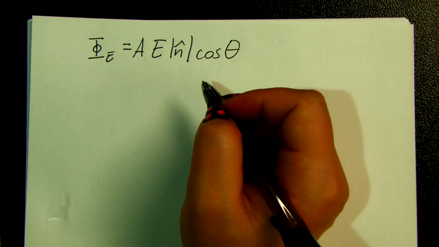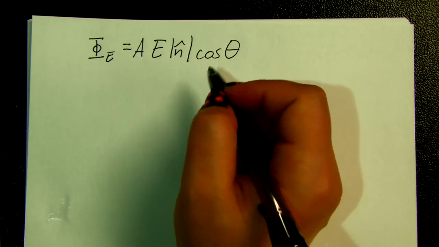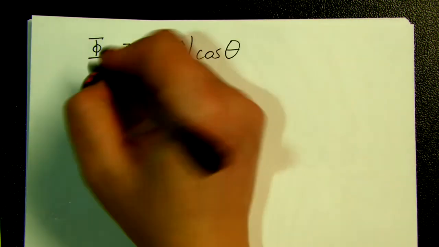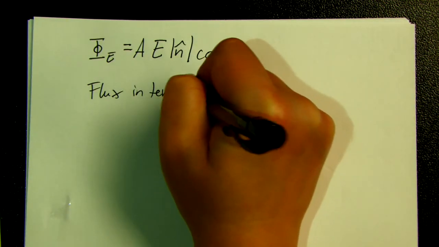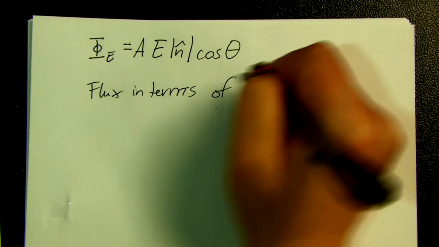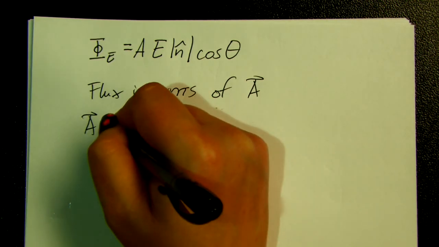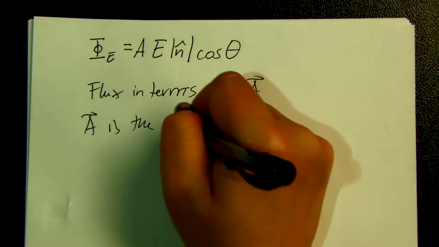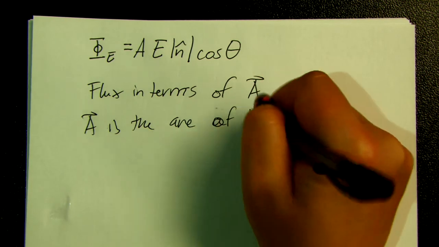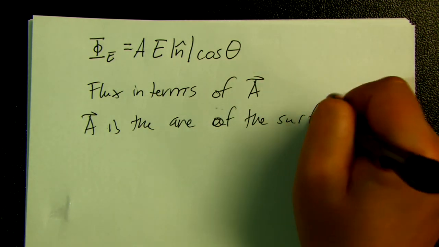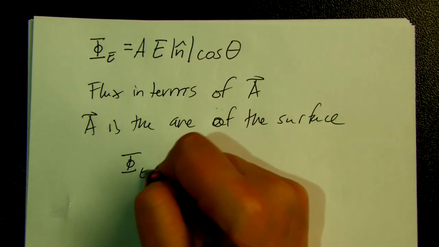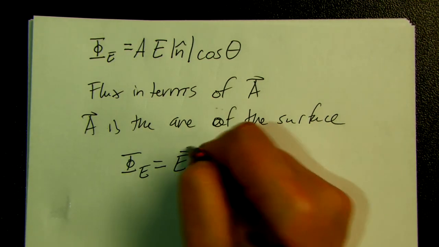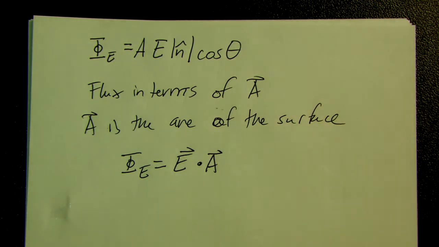All right, so we can also write flux in terms of the vector A, which represents the area of the surface. So in terms of the A vector, the A vector is the area of the surface. In that case, electric flux is equal to E dot A.